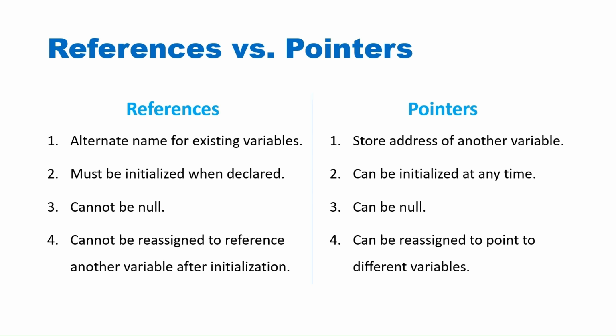Lastly, a reference cannot be reassigned to refer to some other variable once it is initialized. On the other hand, a pointer can be reassigned to point to different variables at different times during the program.